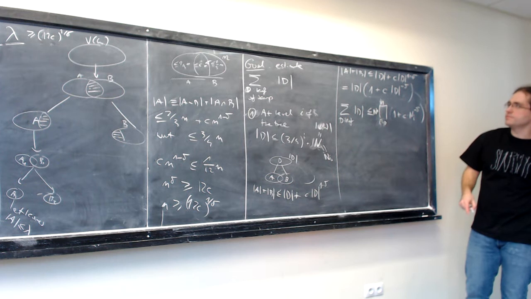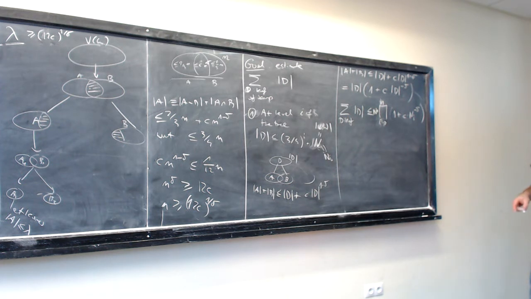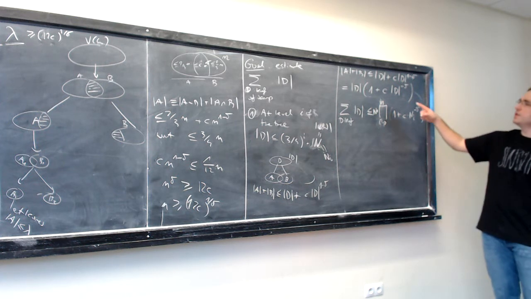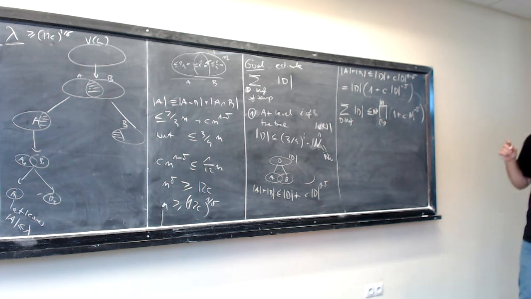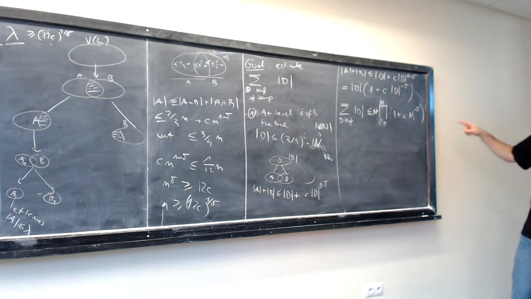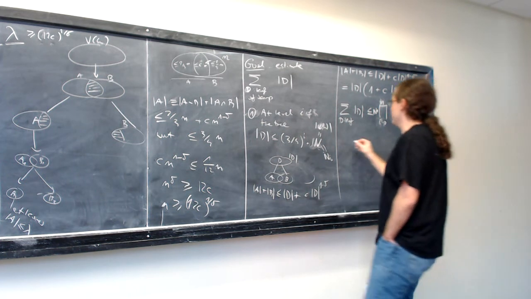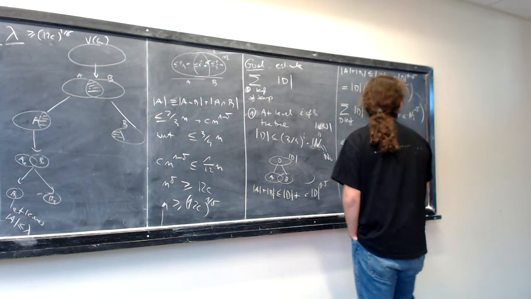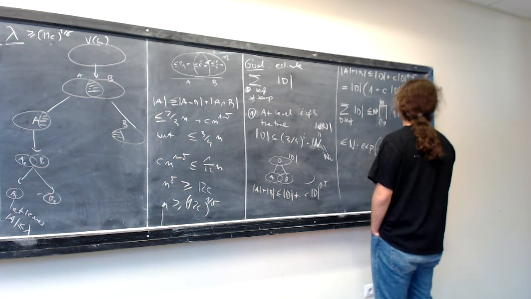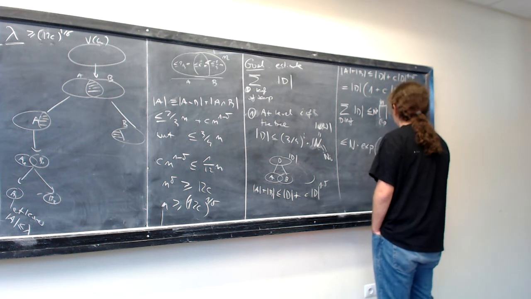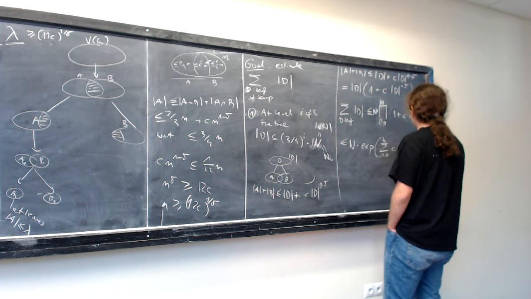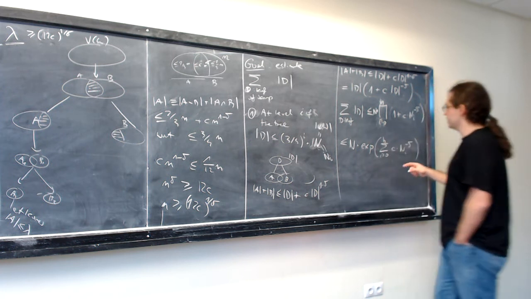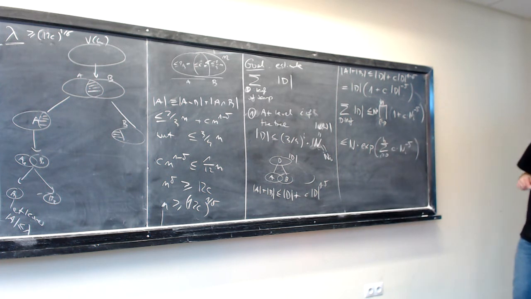Those parts are smaller than this one. Okay, that's fine. So now I want to make this estimation. How do I estimate these things? This is e to the minus stuff: e to the sum from i equals 0 to the height of the tree of c times n_i to the minus delta. This is standard: 1 plus x is smaller than e to the x.